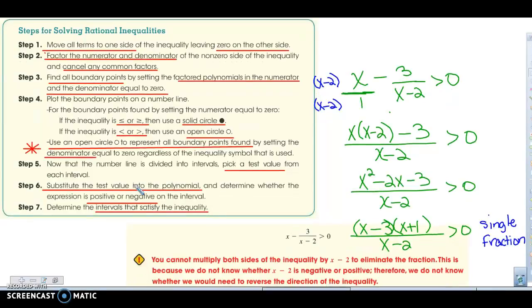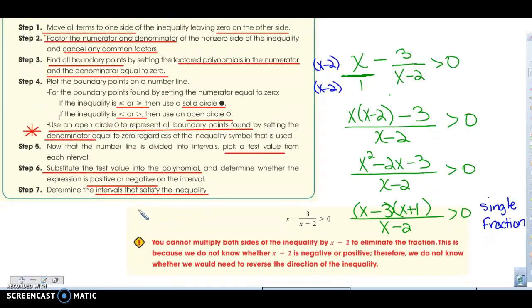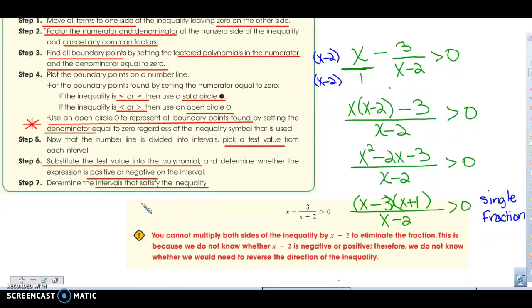Step 5, you then choose test points just like we did before in each interval. You plug it into the polynomial and you see whether or not you get a positive or negative value. You then label your number line with a plus or minus sign. And finally, step 6, you choose the values that satisfy the inequality.